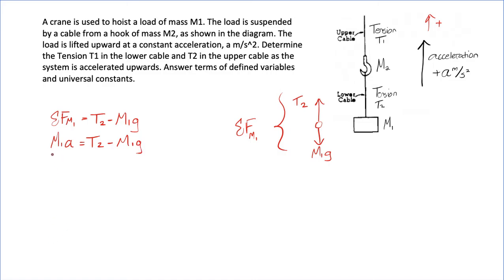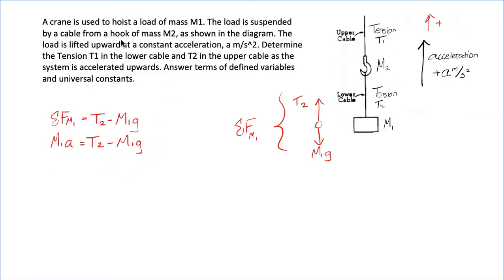And if you think about it, looking at what we have here, M1 is a given constant, A is a given constant, T2 we'd like to find, M1G is a given constant, or rather M1 is a given constant, and G is a universal constant too, and we're allowed to use it. There is enough information here to solve for the variable of interest.